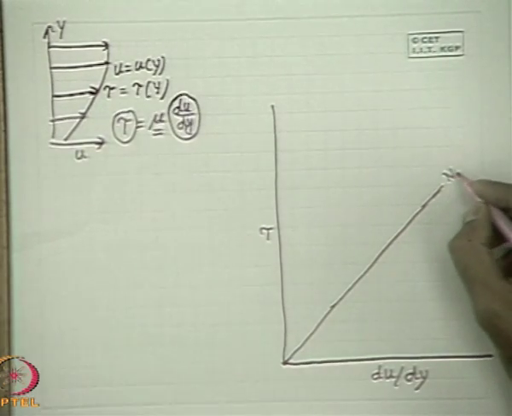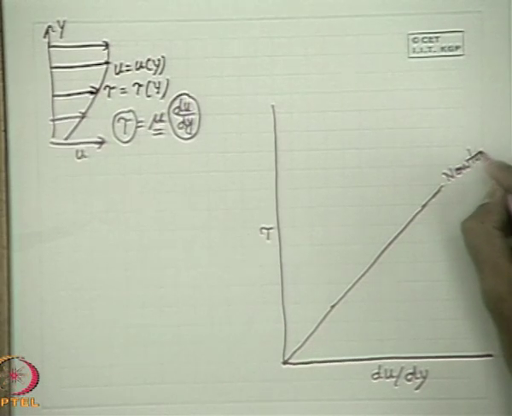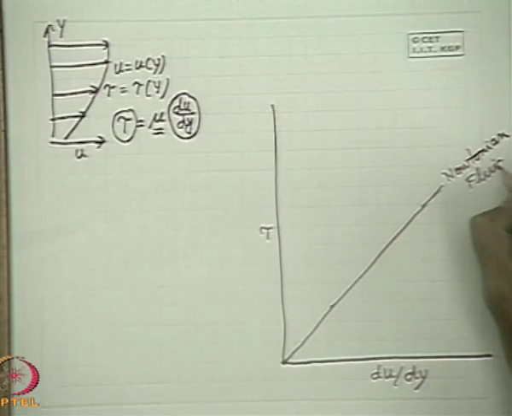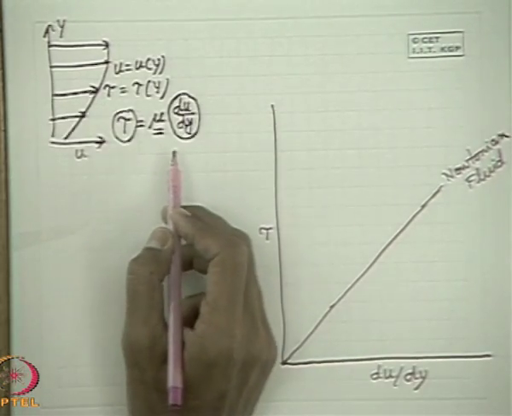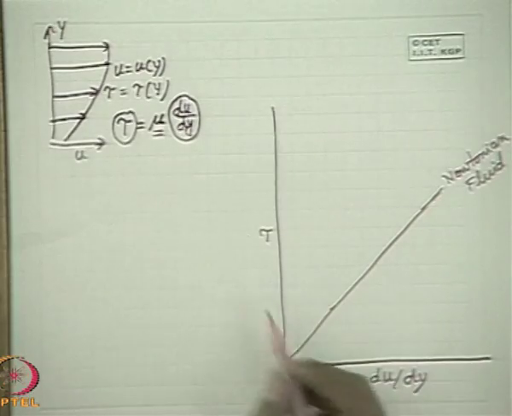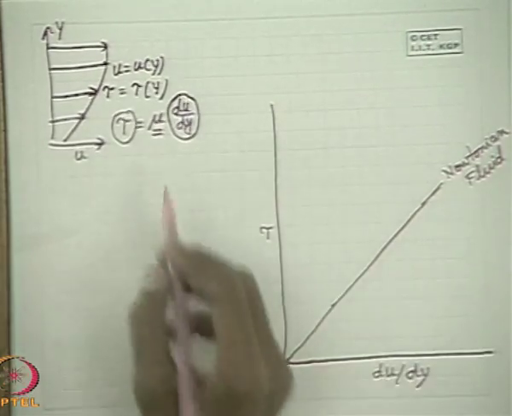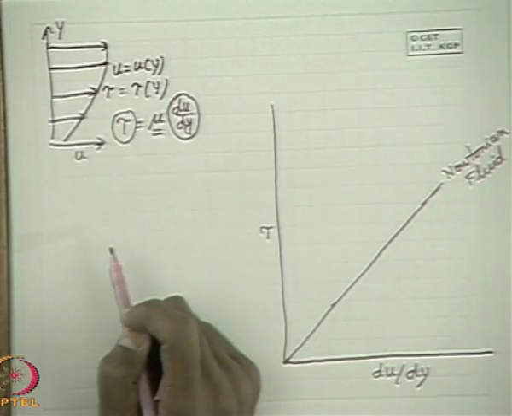The fluids which obey this law are known as Newtonian fluids, since the law is known as Newton's law, discovered first by Newton. So the constitutive equation is linear through the origin. This is the Newtonian fluid, and the slope of this line determines the value of the viscosity coefficient.